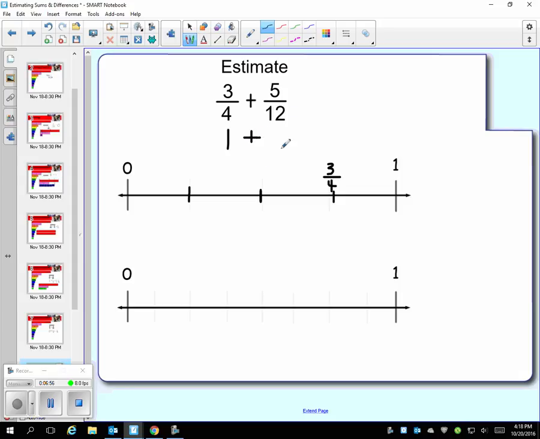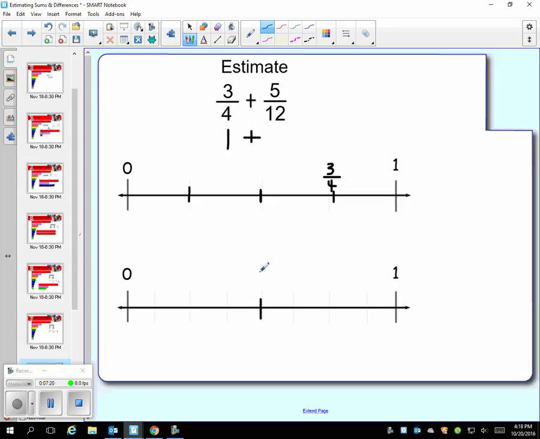Okay, 5/12. Let's take a look at 5/12. And I have another number line down here to record or to find where 5/12 goes. So I know that from 0 to 1 in the fraction 5/12, my number line would be divided into 12 pieces. So half of 12 is 6.